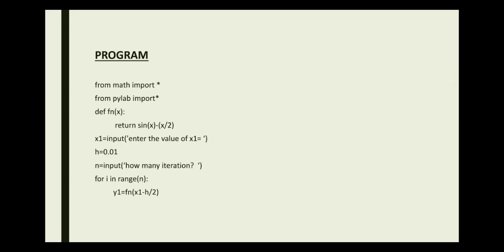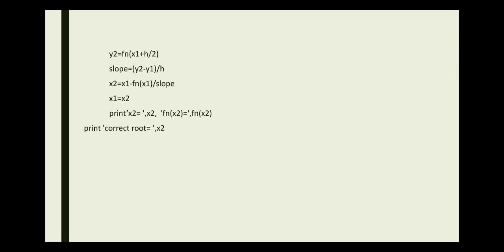Then the program. The program is: from math import star, from pylab import star, define fn(x). That is the function is defined. Then return sin x minus x by 2, which is our given function. Then x1 = input, enter the value of x1, h = 0.01, n = input, how many iterations. Then for i in range, y1 = fn(x1 - h/2). Then y2 = fn(x1 + h/2). Then slope = (y2 - y1) / h.